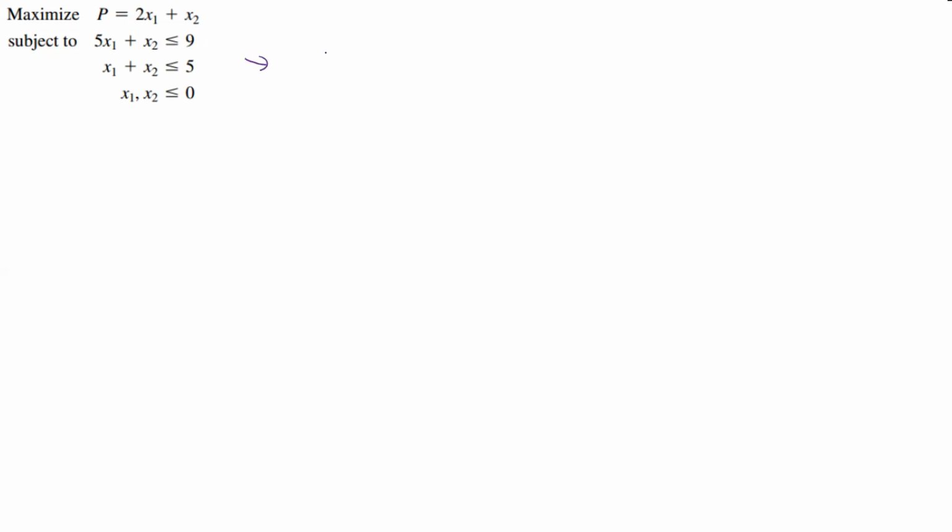So let's go to our initial system. Here we'll have 5x1 plus x2 plus s1 equals 9. And I'm not going to leave spaces, just for the sake of space here. Then x1 plus x2 plus s2 equals 5. Now I'm going to take everything here to the other side. So I'm going to have minus 2x1 minus x2, and then plus p equals 0. And then I have x1, x2, s1, s2 greater than or equal to 0. Okay, so those are going to be my initial equations, and then I can make my initial tableau from that.